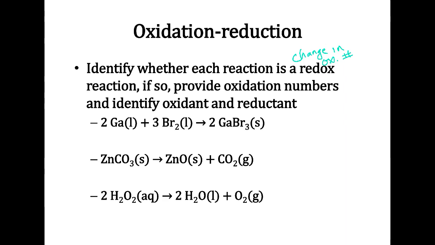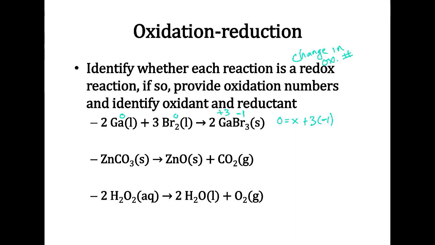So for the first example, gallium, it's all by itself, no charge, so it has an oxidation number of 0. Same thing for bromine, it's all by itself, so it has a charge of 0. So let's go ahead and figure out what the charge is over here for gallium(III) bromide. Bromide is a halogen, so we know it has an oxidation number of -1. So if we set up our equation off to the side, there's no charge overall, so 0 is equal to X, which is the oxidation number of gallium, plus 3 times -1. So we know that the oxidation number of gallium is +3.